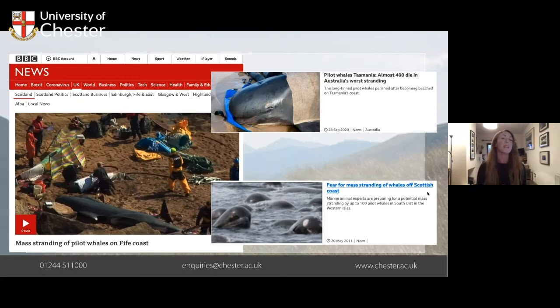Rescue agencies do their best to refloat them, but they're working on limited information. And there is a lot of concern about the outcomes of these mass strandings. And despite this, they're actually a deep water species, so they can't be observed from the shore. They're occasionally seen by boats and ferries, but so little is known that, when we started this project, the IUCN actually listed them as data deficient.